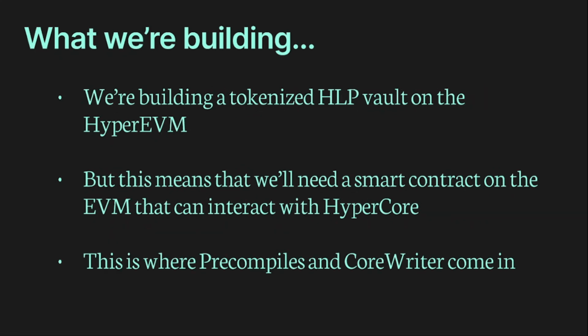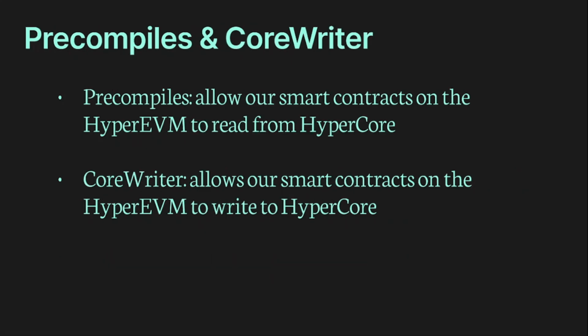What we're going to be building is a tokenized HLP vault on the HyperEVM. This means that we're going to need our smart contract on the EVM that can interact with HyperCore, and this is where precompiles and CoreWriter come in. Precompiles allow our smart contracts on the HyperEVM to read from HyperCore. So for example, we'd be able to read spot prices, perps positions, vault equity and so on.